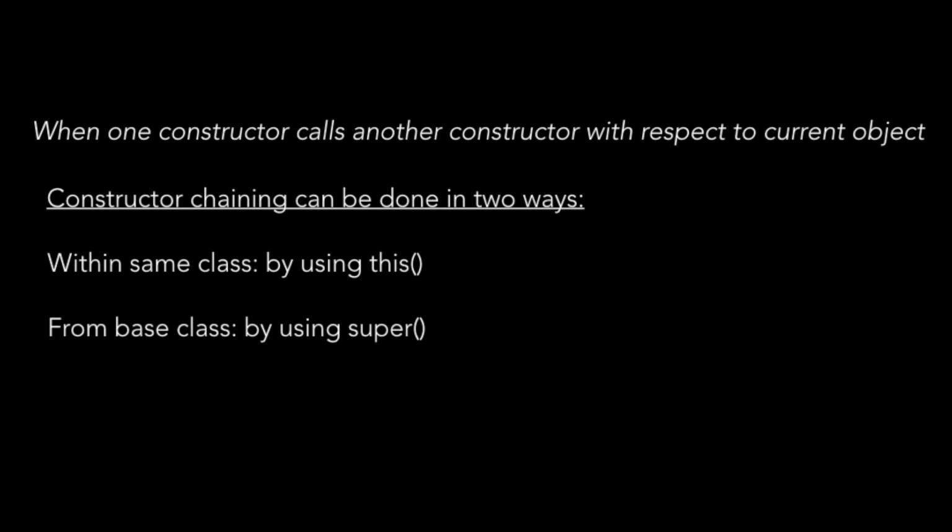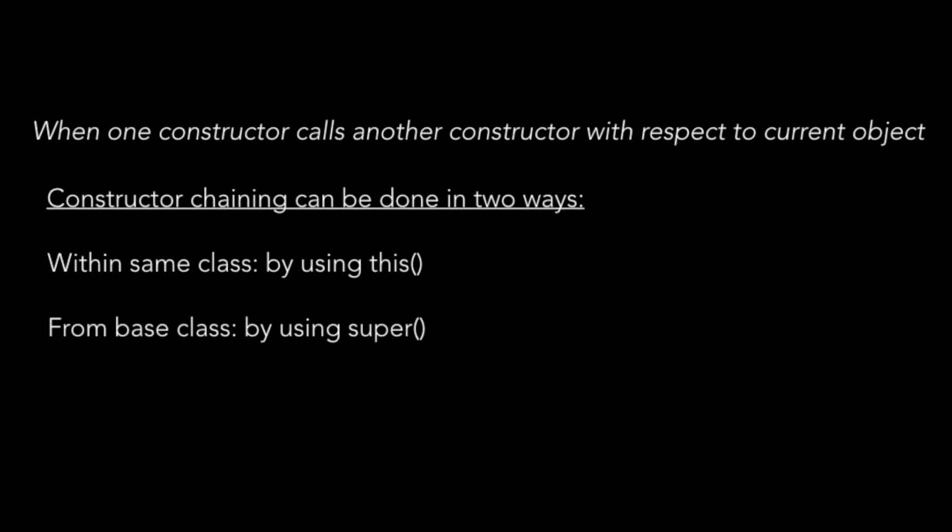So what is constructor invocation? When one constructor calls another constructor with respect to the current object, this process is called constructor invocation or chaining of constructors within one another. Constructor chaining can be done in two ways. The first one is within the same class, and this can be achieved by using the this keyword, and the second one is from the base class, that is in inheritance, by using the super keyword.